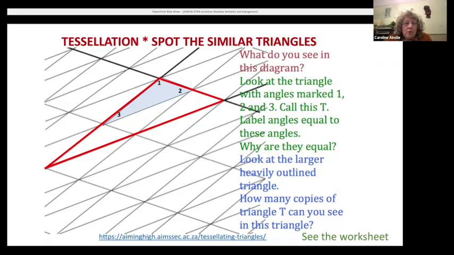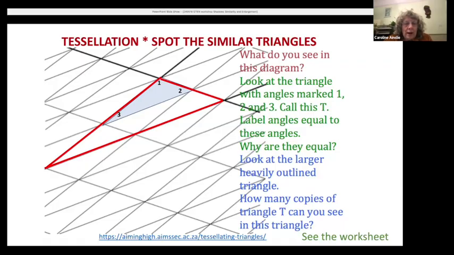And then once you've drawn it, you've got multiple small diagrams. We're just going to look at the one that's grayed out in the center, marked 1, 2, and 3. Just look at that one triangle. We're going to call that triangle T. So we want to get your learners to label each of the angles, 1, 2, and 3, and then look for all of the angles at the same as 1, angle 1.